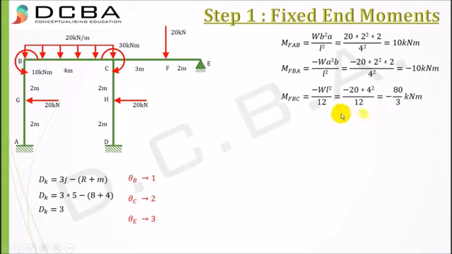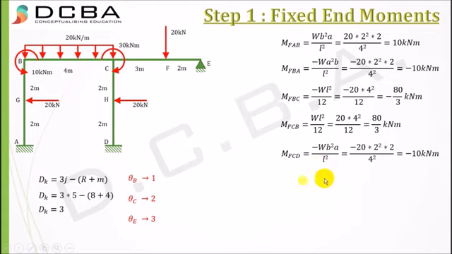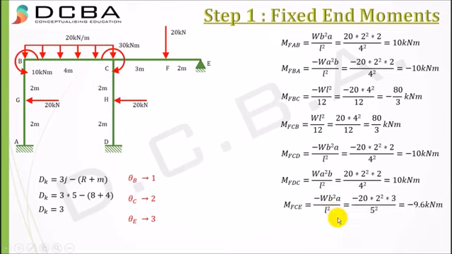MFBA, then MFBC is minus WL squared by 12, MFCB is plus WL squared by 12, MFCD is minus W B squared A by L squared, where B is 2 and A is 3. Oh, I'm sorry, it is CD. So again, A and B are 2. MFCE, where A is 3 and B is 2. And here MFEC is W squared B by L squared, which gives you 14.4 kilonewton meter. So this is your step 1.